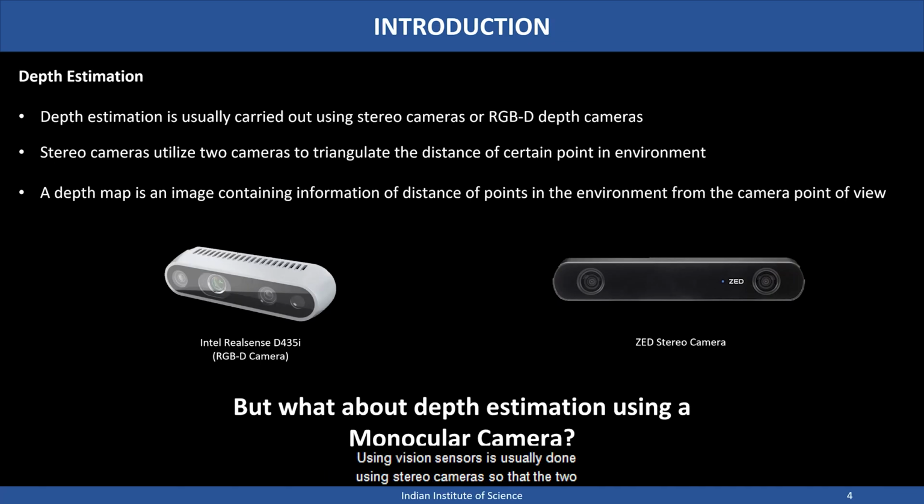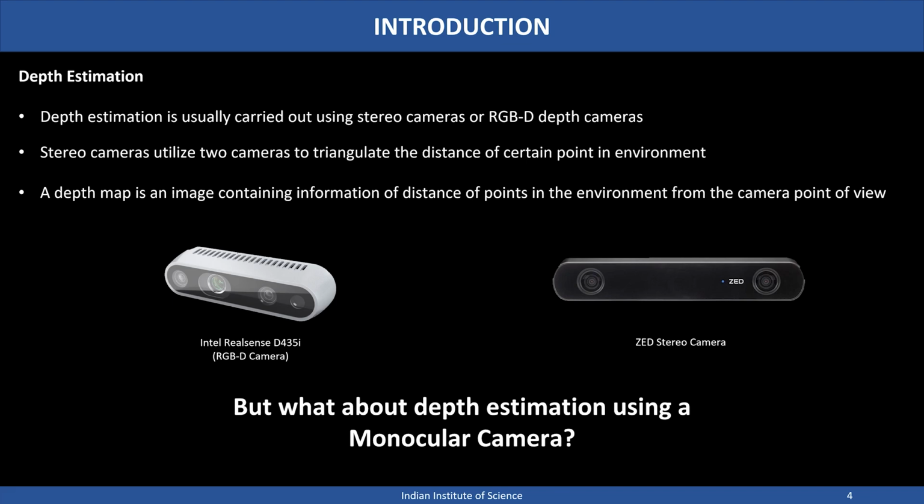Depth estimation using vision sensors is usually done using stereo cameras, so that the two cameras can be used to triangulate the position of a certain point in the environment. A depth map is an image containing information of the distance of points in the environment from the camera point of view. In this project we focus on the monocular depth estimation problem and its potential applications in deformable simultaneous localization and mapping.